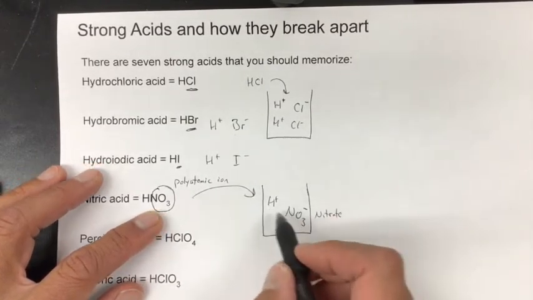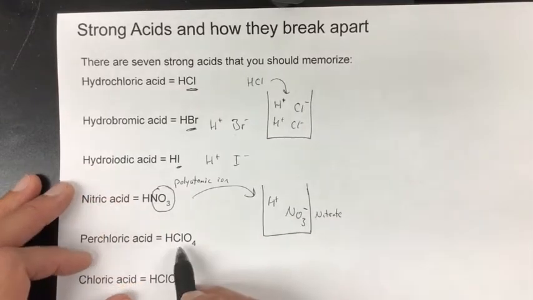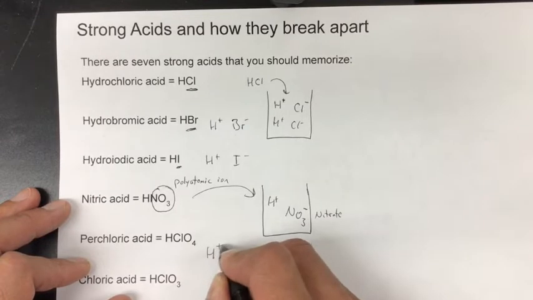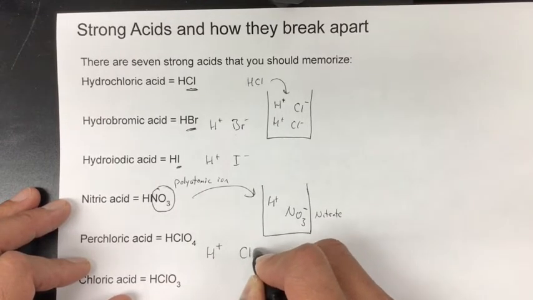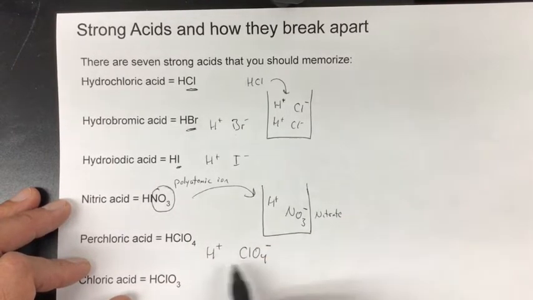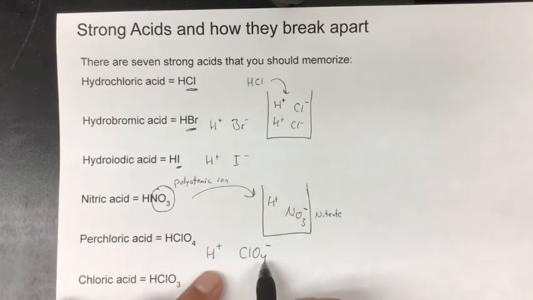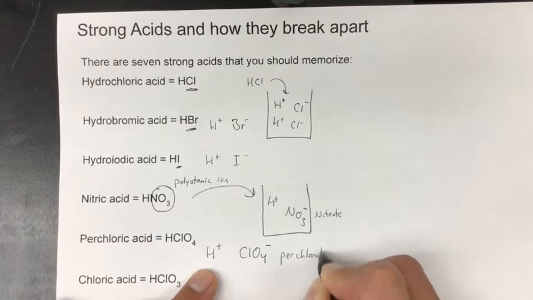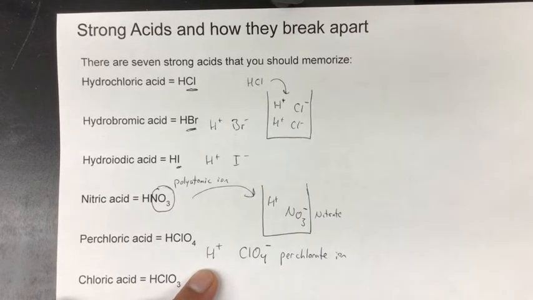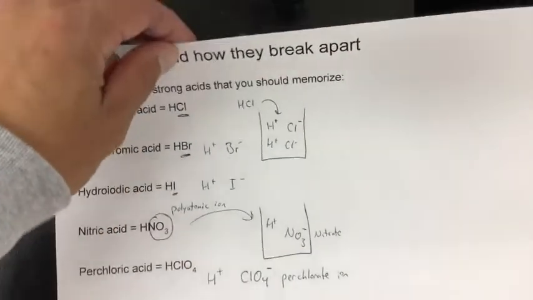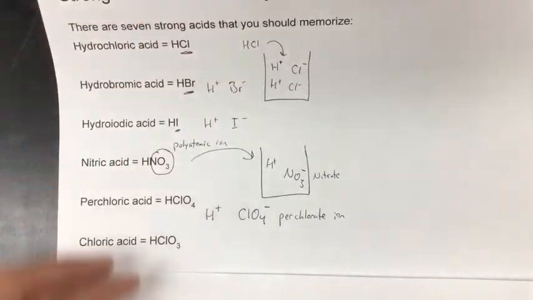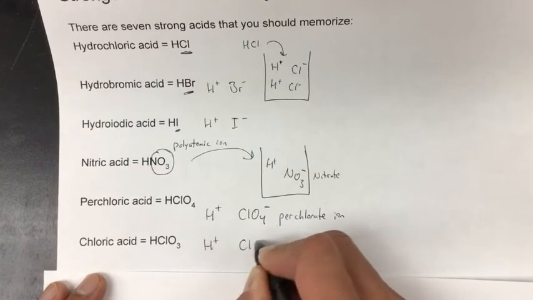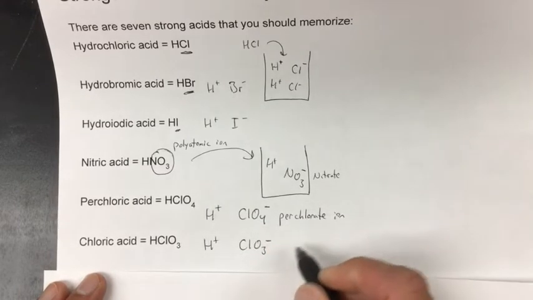So that splits apart H and NO3. Perchloric acid similarly breaks apart into H plus and ClO4 negative. So this is the perchlorate ion. And then chloric acid breaks apart also into H plus and ClO3 minus.